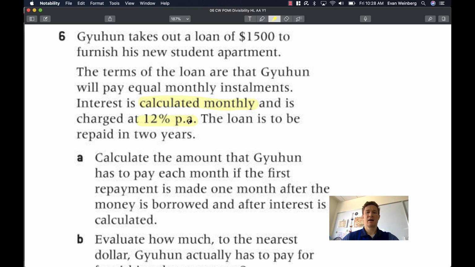You do need to understand this term PA, or per annum, to know that that means it's interest per year. And you need to know the idea of compounding, which just means how often are you calculating that interest, so that you know when the bank or whoever is giving you this loan is going to calculate the amount that is owed. And so let's talk a little bit about that.